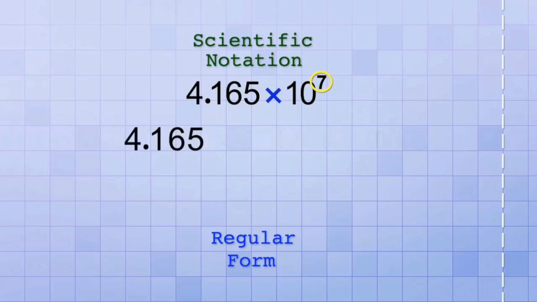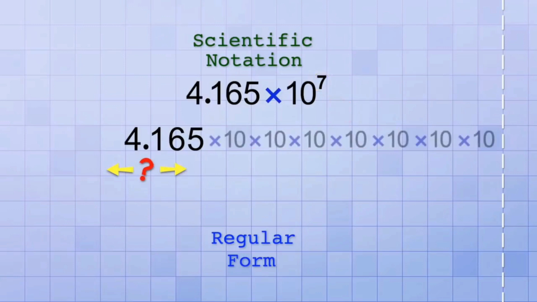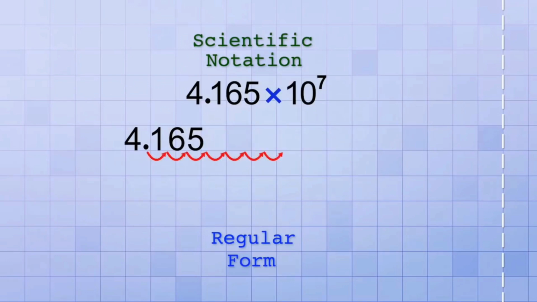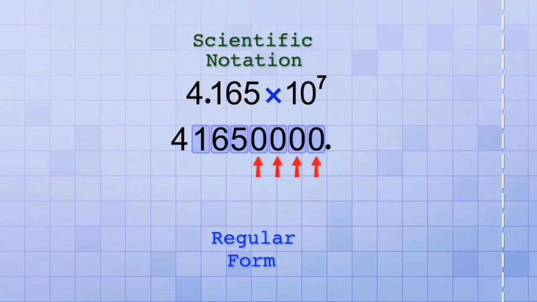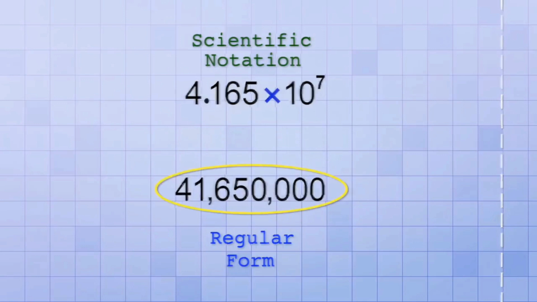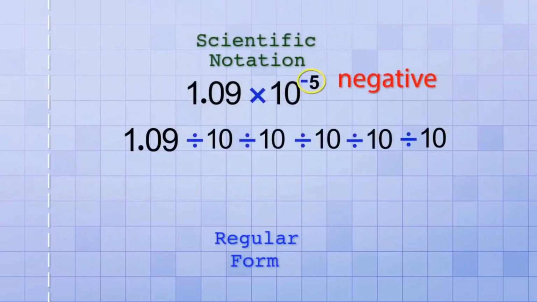That would be a lot of work, but we can also just shift the decimal point that number of places. Which direction do we need to shift it? We need to shift it in the direction that would make the number bigger. We need to shift it to the right, so we just shift the decimal point 7 places to the right. But as you can see, there are not 7 digits after the decimal, so any places that don't have a digit are just filled with 0. There, the number in regular form is 41,650,000.